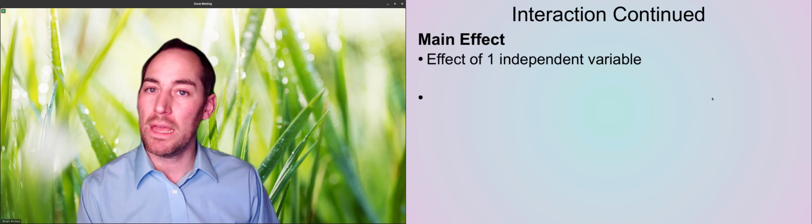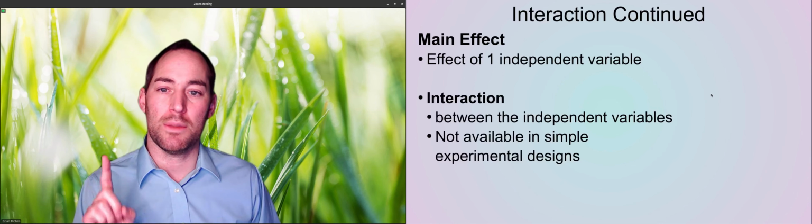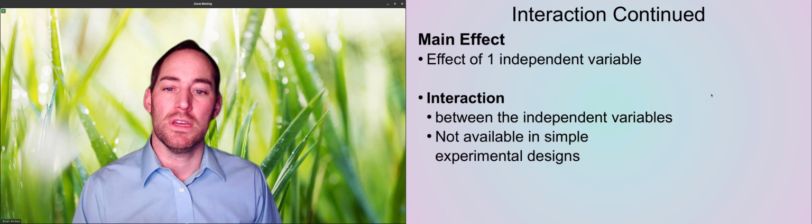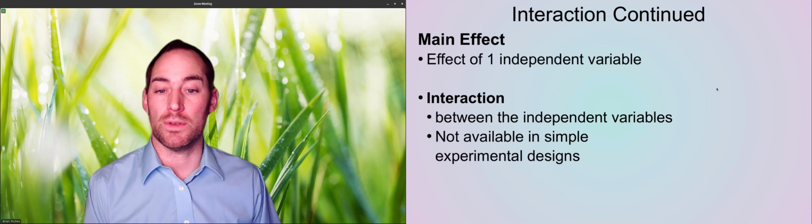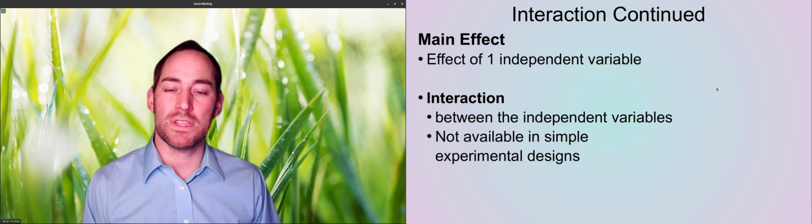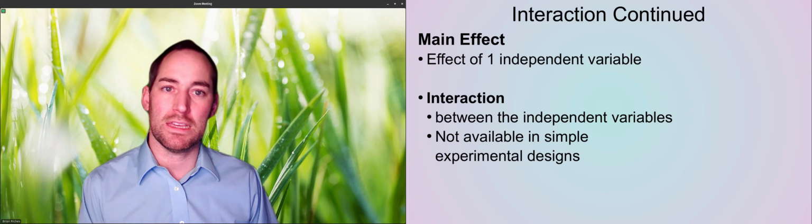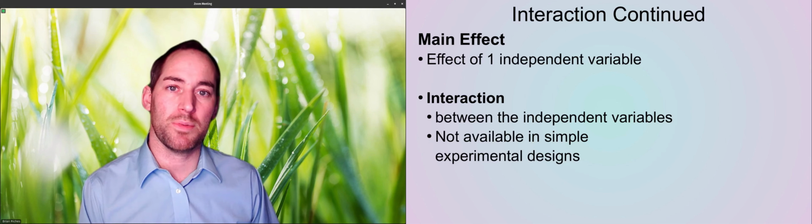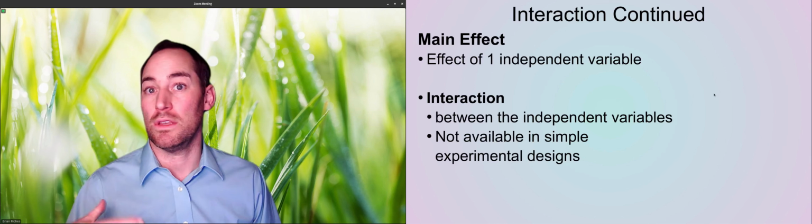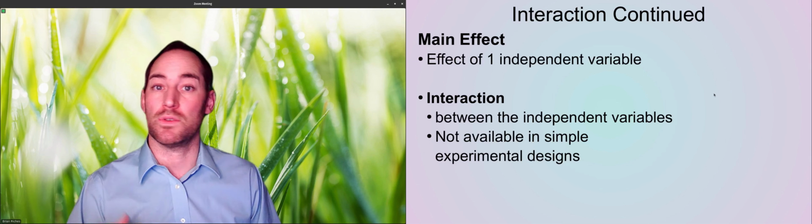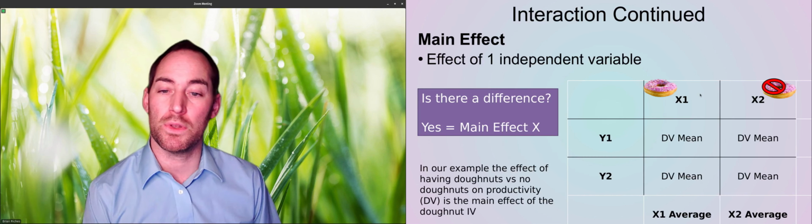All right, so a main effect is the effect of one independent variable. An interaction is when you're looking for what is happening between the independent variables. And so this isn't available with simple experimental designs. You can't see the interaction. If you're using simple experiments, it has to be with at least 2 independent variables. You can use more than 2 independent variables. You can use multiple levels of some of those variables, and we'll do that.